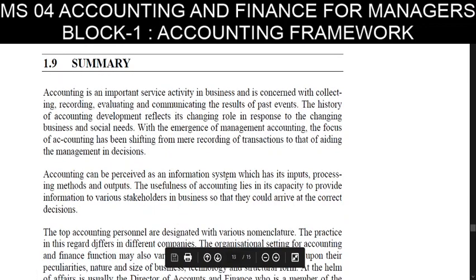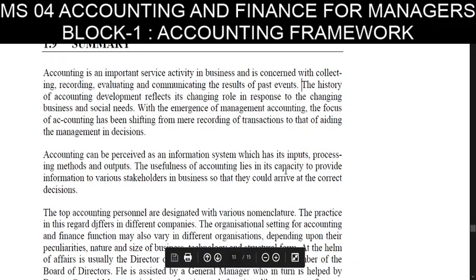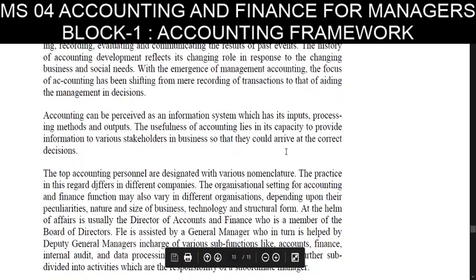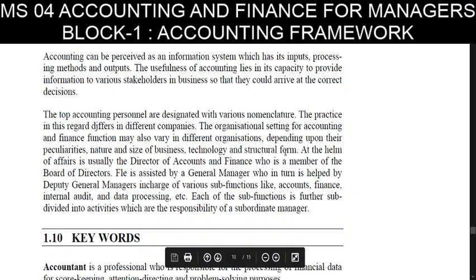Accounting can be perceived as an information system, okay, which has 3 parts: inputs, processing and outputs. The usefulness of accounting lies in its capacity to provide information to various stakeholders in business so that they could arrive at the correct decision.